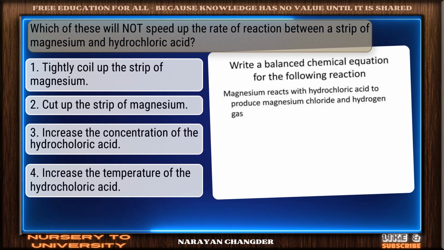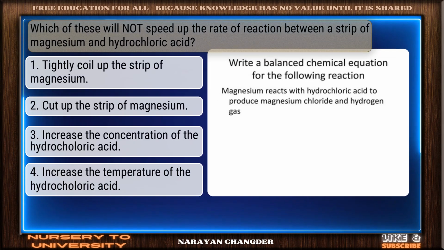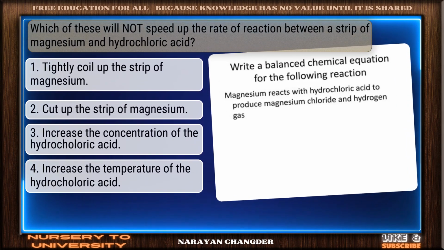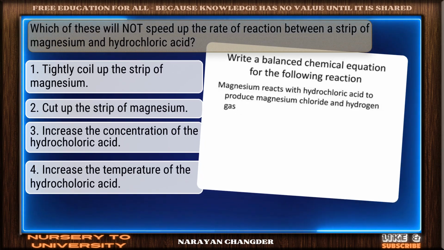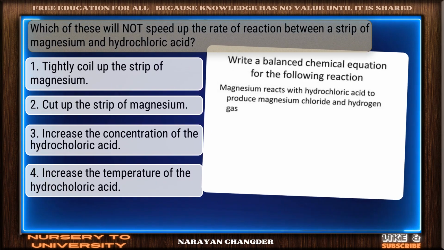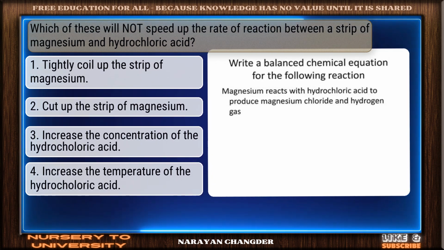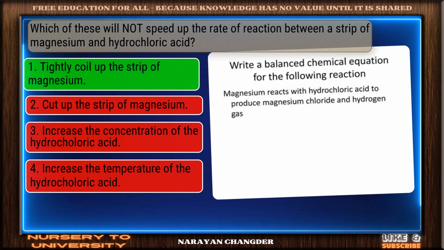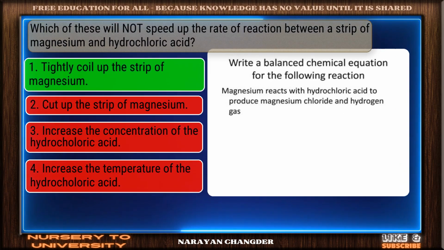Option 1, tightly coil up the strip of magnesium. Option 2, cut up the strip of magnesium. Option 3, increase the concentration of the hydrochloric acid. Option 4, increase the temperature of the hydrochloric acid. Right, tightly coil up the strip of magnesium.